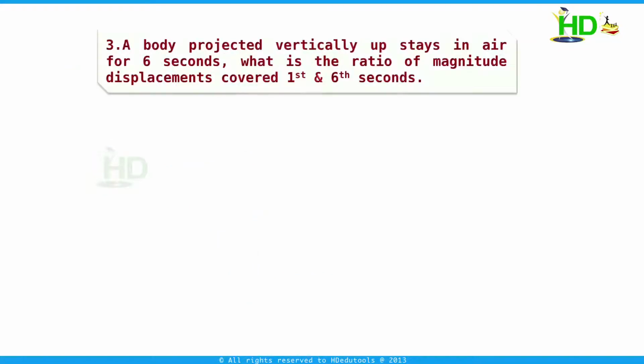We take another problem. A body projected vertically up stays in air for 6 seconds. What is the ratio of magnitudes of displacements covered in first and sixth seconds? The body stays 6 seconds in air. What does it mean? The time of flight is 6 seconds. That means 2u by g is 6 and initial velocity u equal to 3g.